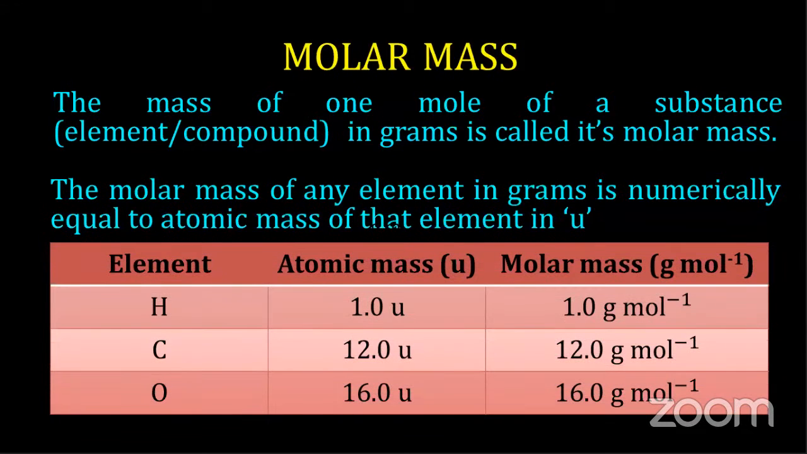You must be knowing Dalton atomic theory. For your knowledge, some elements and their atomic masses are quoted here. Hydrogen ka atomic mass 1 unified mass, carbon ka atomic mass 12 unified mass. Oxygen ka atomic mass 16 unified mass. If you talk about molar mass, then the figure remains same. Only you say that per mole.